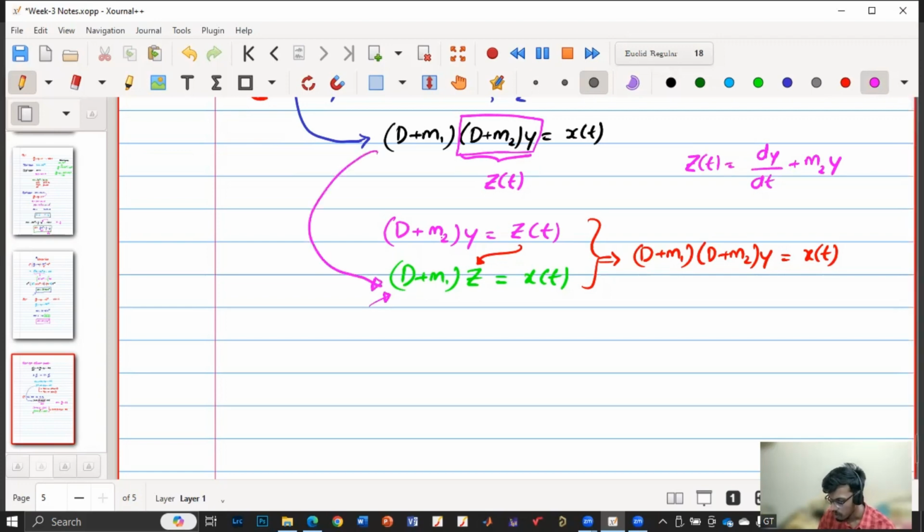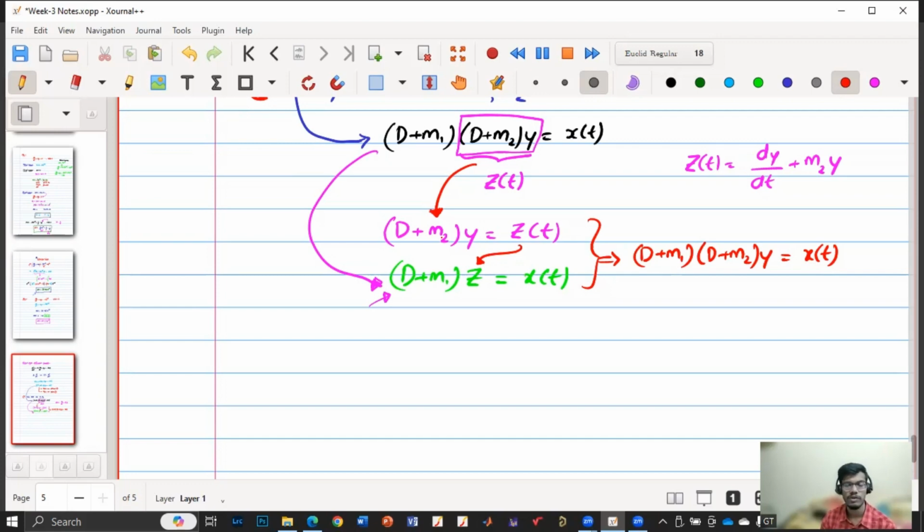But whatever I have assumed, that is what? Whatever I have assumed is (D plus m2) of y is equal to z of t. So from here, you will be getting this expression. So now we have divided our second order linear differential equation into two first order linear differential equations. Why have we done that? Because we understood how to solve a first order linear differential equation directly. If an equation is given, we know how to immediately write the expression because we divide it into natural response as well as forced response.